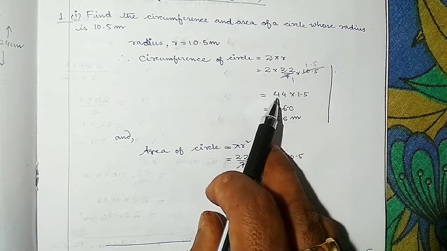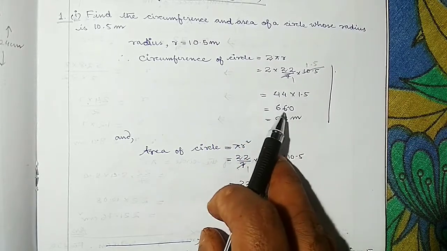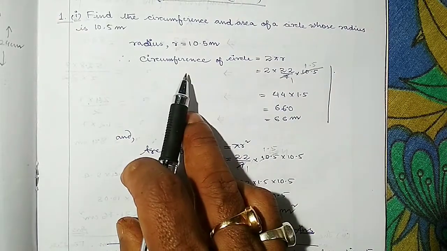So 2 into 22 is 44. 44 into 1.5, and if you multiply, you are going to get 66. That means 66 meter is the circumference of the circle.